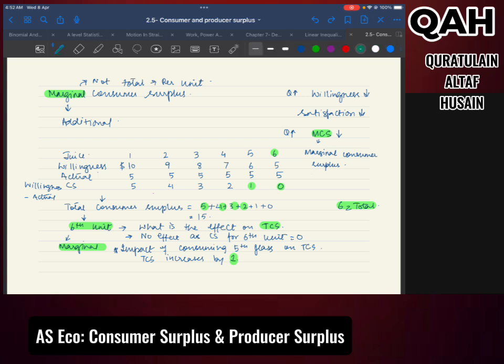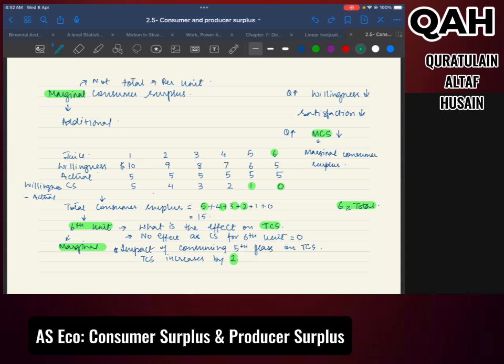How much will the total consumer surplus be? You add all these values to get the total consumer surplus of consuming 6 glasses. Now, how do we distinguish between marginal consumer surplus and the total consumer surplus? How will we know? If they say, what is the surplus after consuming the sixth glass, it means they are talking about marginal consumer surplus, and you will talk about the surplus derived after consuming the sixth glass, which is 0.